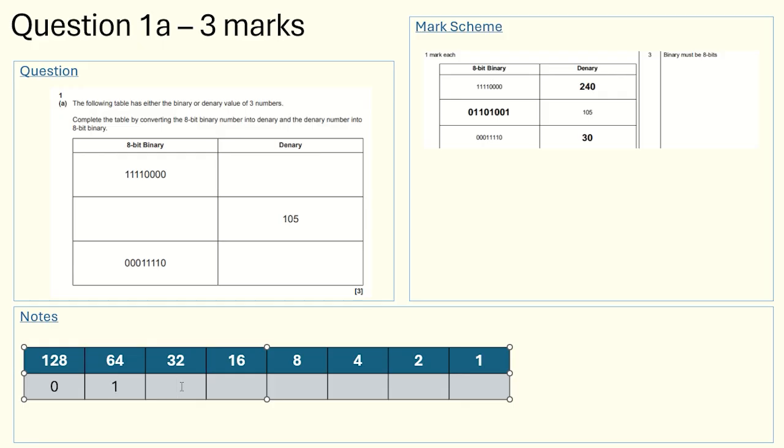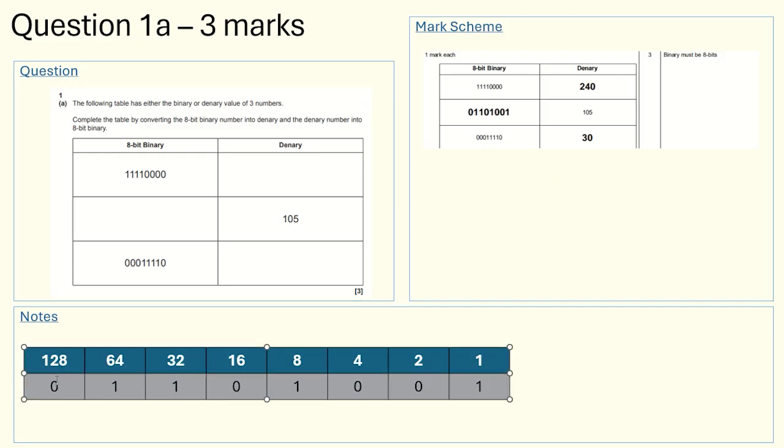64 add 32 is 96. So we know now if we're on 96 and we need to try and make 105, we only need another 9. So we can make 8 and 1 to make our 9. And then we can put a 0 in everywhere else. So the correct answer there is 0, 1, 1, 0, 1, 0, 0, 1.